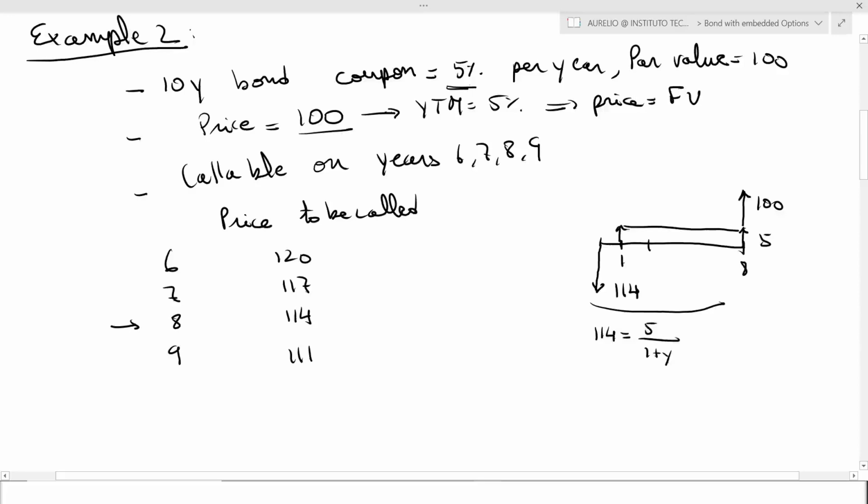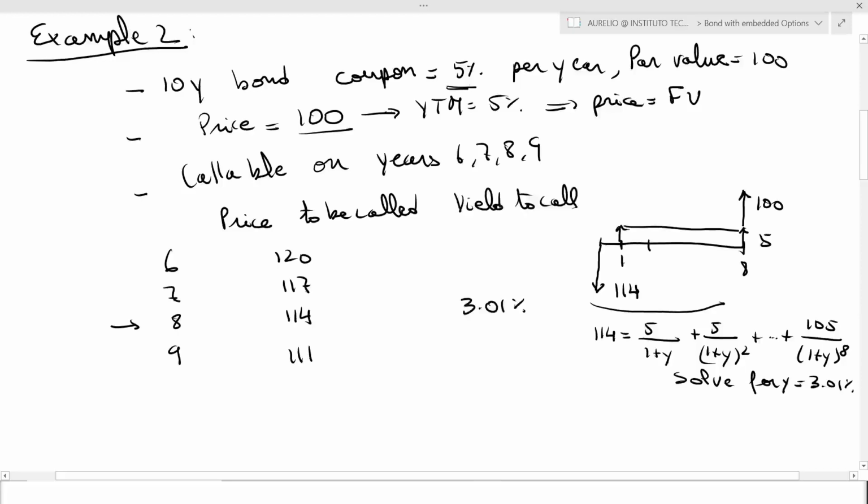Like you said, the price equals 5 over 1 plus y, and you discount all the coupons. And then the last payment is made in year 8. And then here you're going to solve for y. And then you're going to find that y is equal to 3.01%. So this is going to be the yield to call.